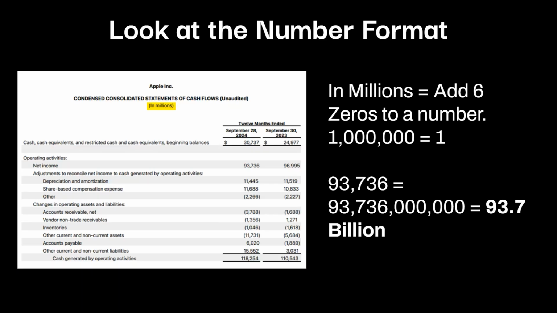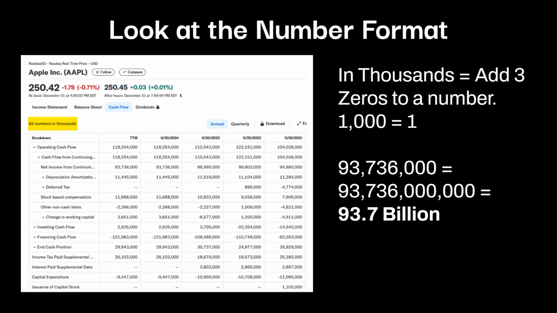And also you need to look at the number format. The one that I'm using from Apple is in millions, and you add 6 zeros: 1 is equal to 1 million. So in this case, net income is 93,736. Add 6 zeros to it, and it's $93.7 billion, not $93,736.